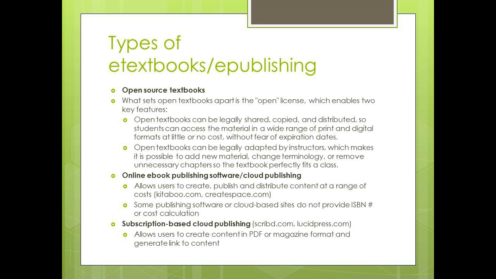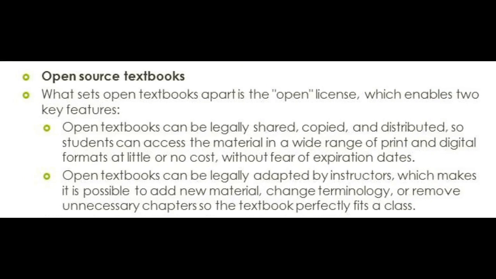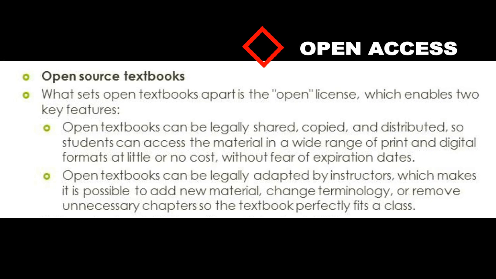So one of the key features of open source or open access publishing is the open licensing part, and that enables two key things. Number one, open textbooks can be legally shared and copied and distributed. So students can have access to the materials in a wide range of print and digital formats at little or no cost. And they don't have a fear of an expiration date or not being able to have access to the information.